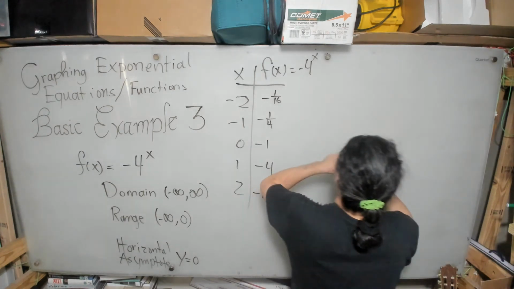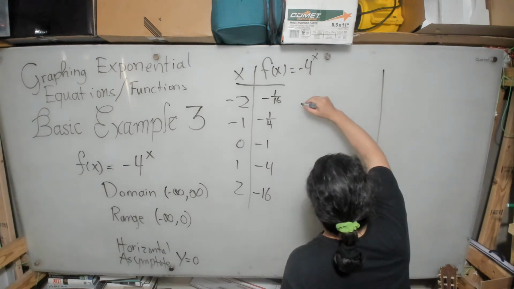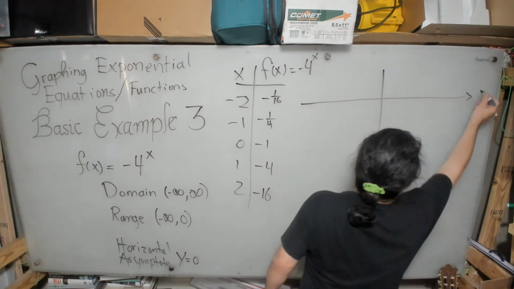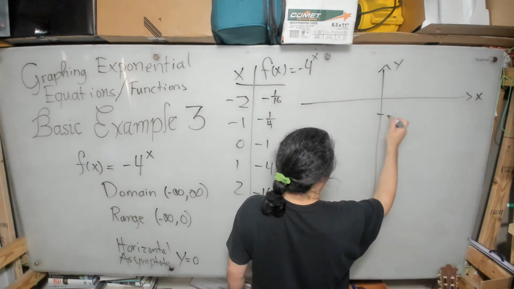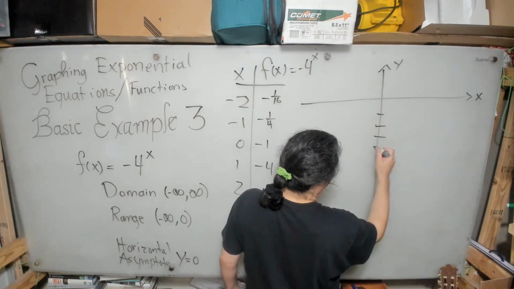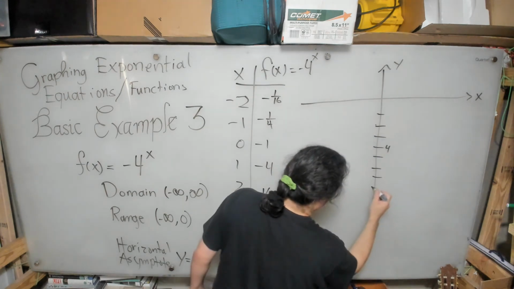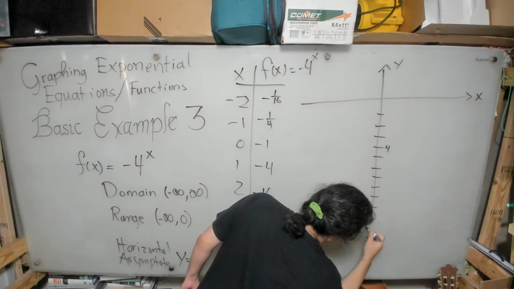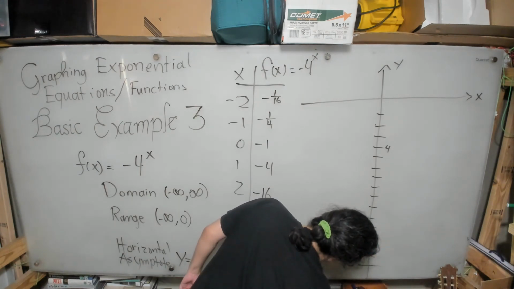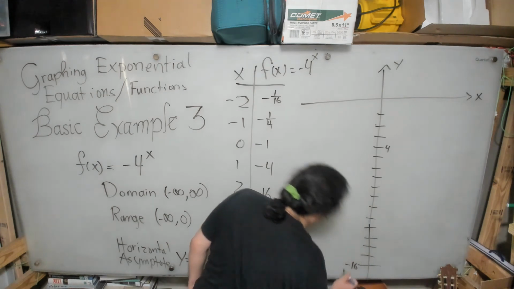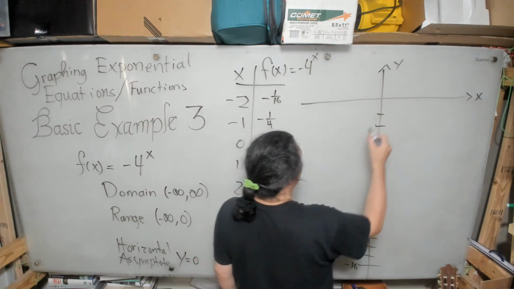So here, the graph is going to look like this. This is my x-axis, and this is my y-axis. And let's say 1, 2, 3, 4, 5, 6, 7, 8, 9, 10, 11, 12, 13, 14, 15, 16.